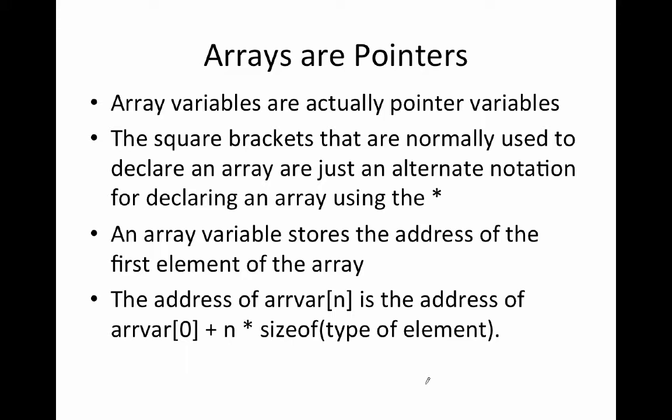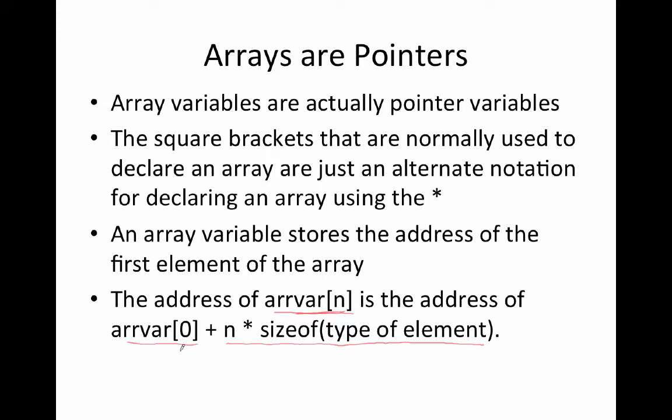If you want to refer to the address of the nth element, or array var sub n rather, it's going to be the address of array var sub 0 plus n times the size of the particular type of element. So whatever type of value you're storing in the array, each element has a particular size. You take n and multiply by that size, the number of bytes, and add that to the address of the beginning of the array, and that's going to give you the address of this particular element.